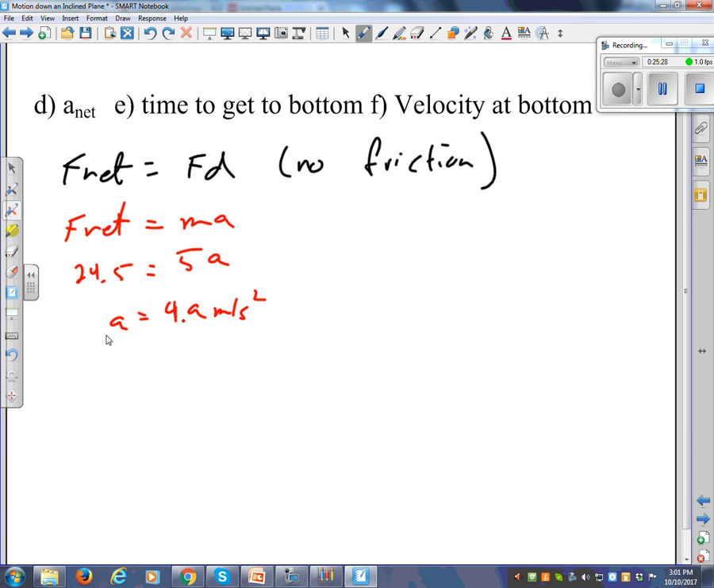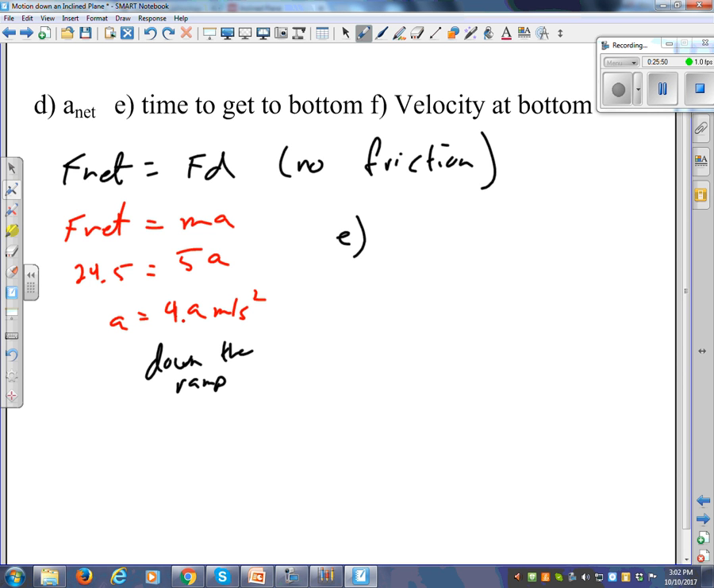The net acceleration is equal to 4.9. And I guess we really should say, in what direction? Down the ramp. Down the ramp. If you want to call it minus, you go ahead. Okay, now in part E, time to get to the bottom. Now we're talking about a kinematics question here.